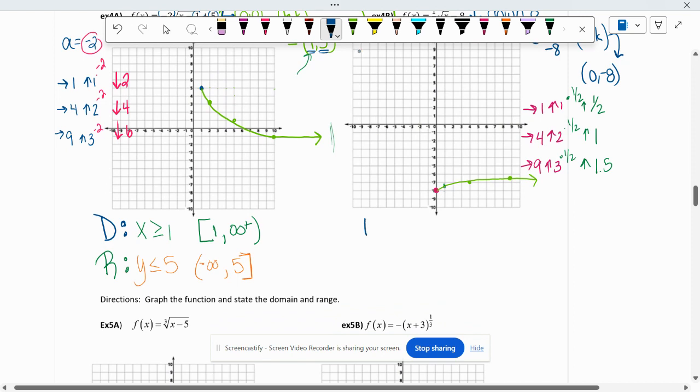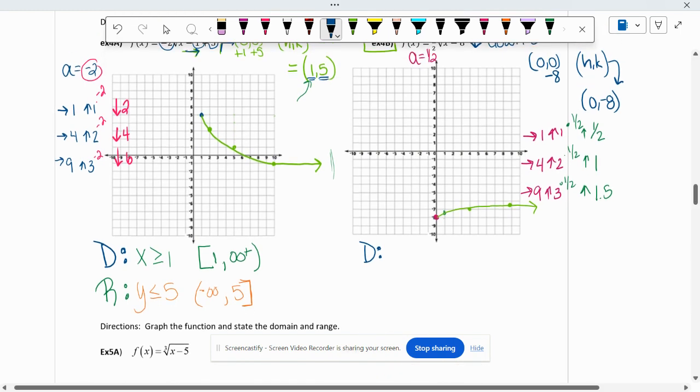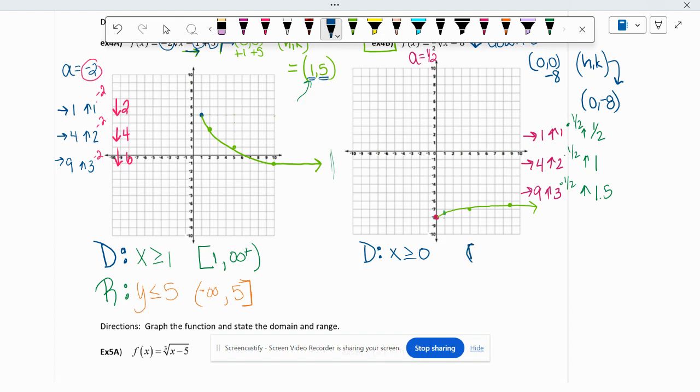Let's do it again for the second graph, 4b, or function 4b. So let's see, my x value begins at 0 again. So x is greater than or equal to 0. Bracket 0, comma, positive infinity. My range, however, my y is -8. Y is going to be greater than or equal to -8. So interval notation, -8, comma, positive infinity.